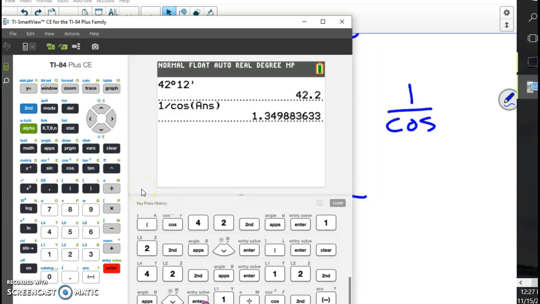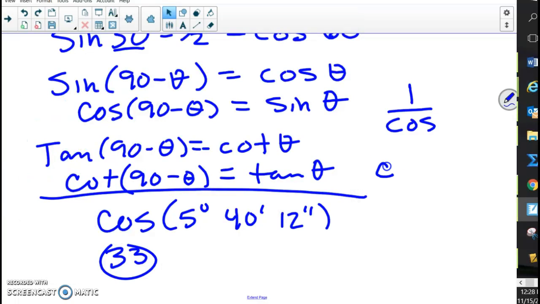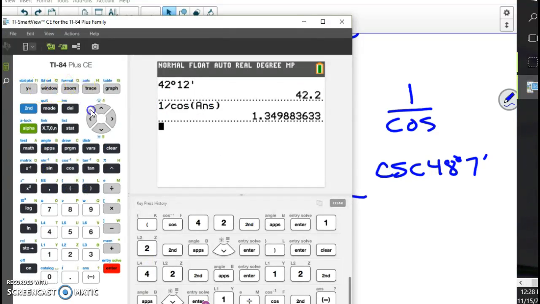So let's take a look at the second part of problem 33, which says that we want to find the cosecant of 48 degrees, 7 minutes. So if we bring that calculator back, we can plug in that value. Cosecant, let's find the cosecant, or let's find 48.7 degrees in decimal first. 48, 7 minutes.